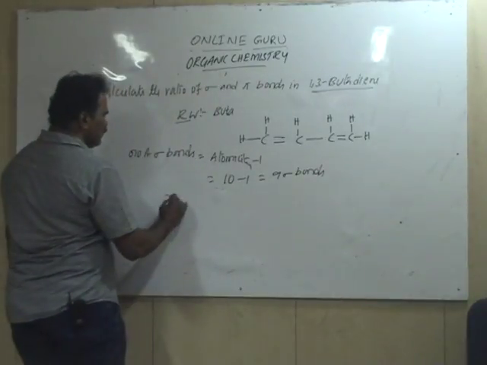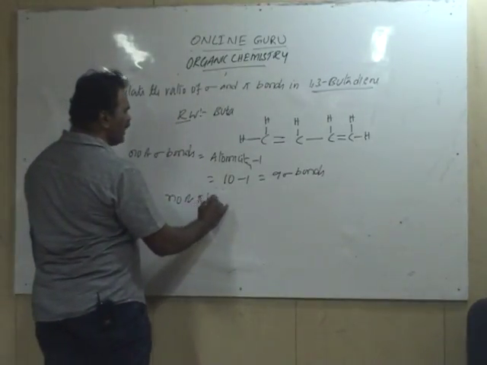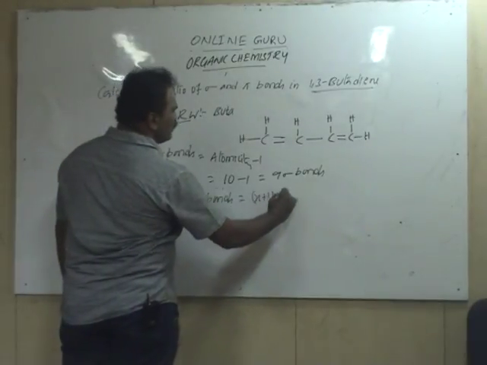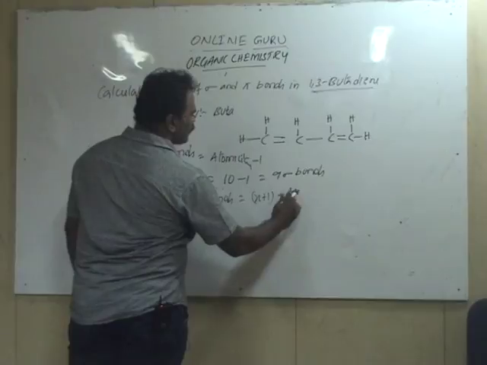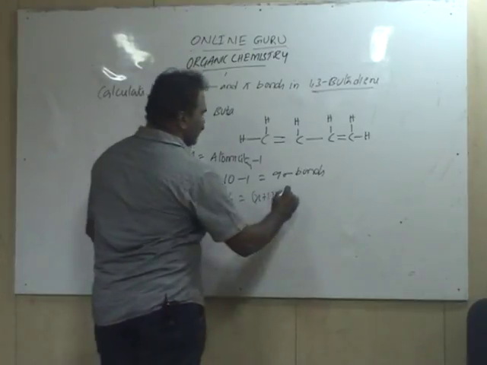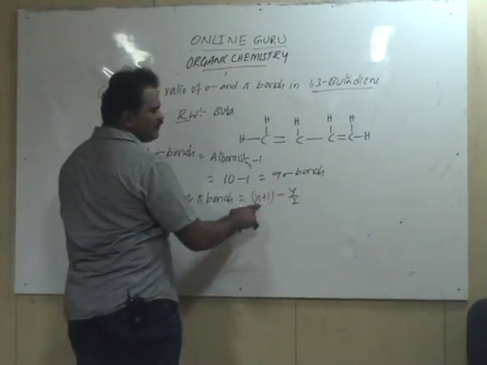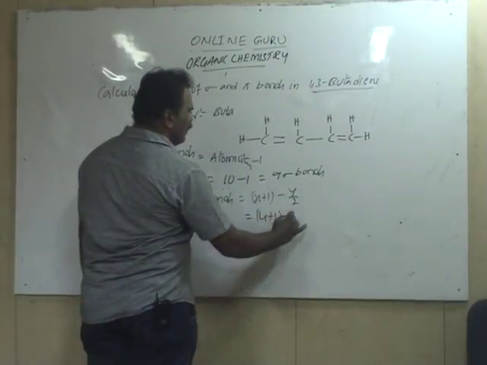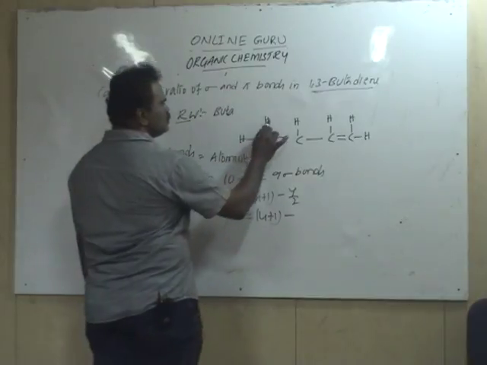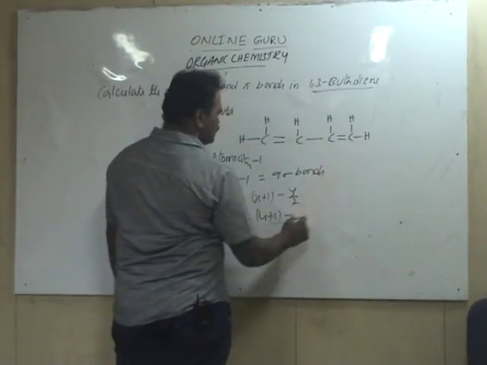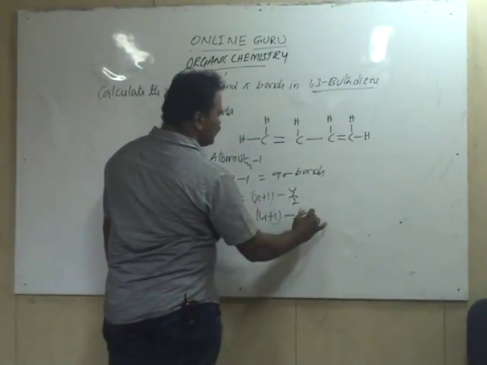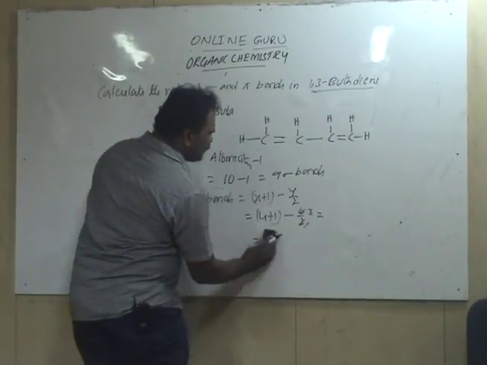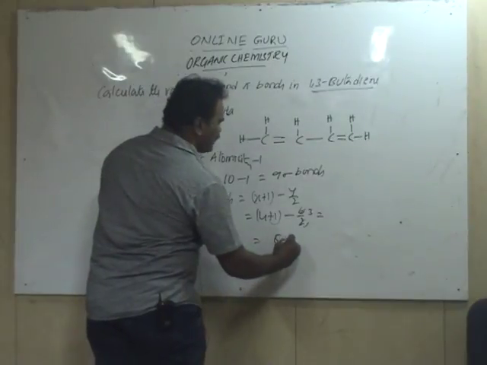And the number of pi bonds. The compound has only carbon and hydrogen, so the number of pi bonds equals x plus 1 minus y by 2. Here x equals the number of carbon atoms, 4, plus 1, minus the number of hydrogen atoms, 1, 2, 3, 4, 5 and 6, 6 by 2, which is 3. So 4 plus 1 means 5, and 5 minus 3 means 2.